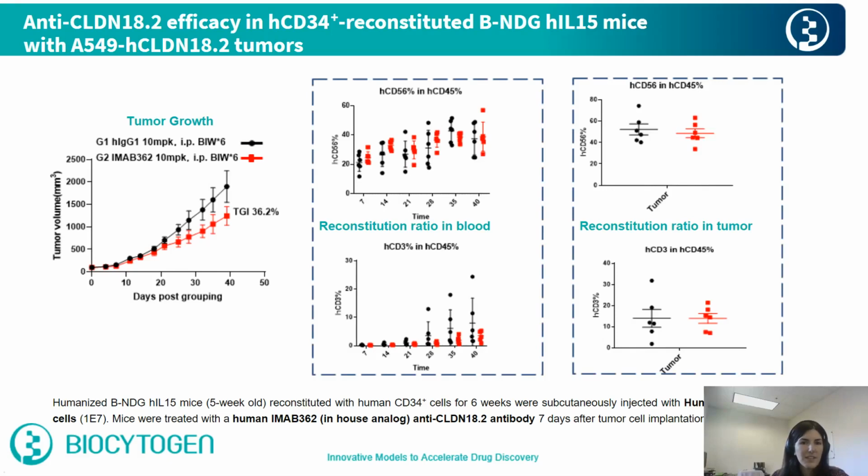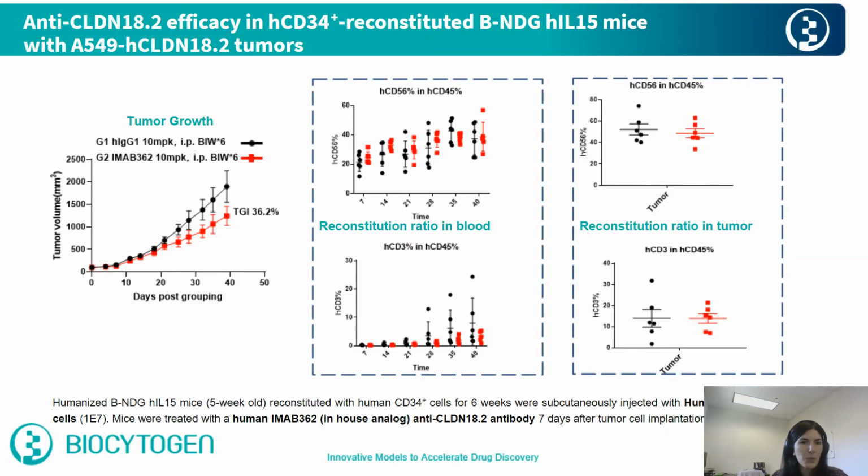In this next case study, BNDG humanized IL-15 mice reconstituted with CD34 positive cells for 6 weeks were subcutaneously injected with human A549 adenocarcinoma cells that were genetically engineered to express human claudin 18.2, which is a popular tumor-associated antigen. After 7 days, mice were treated with the human anti-claudin 18.2 analog antibody regimen.